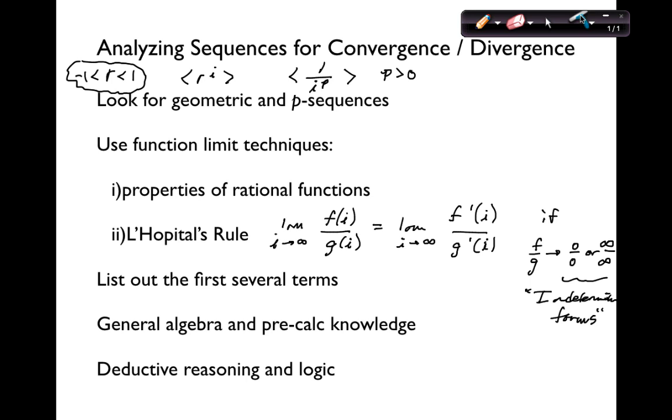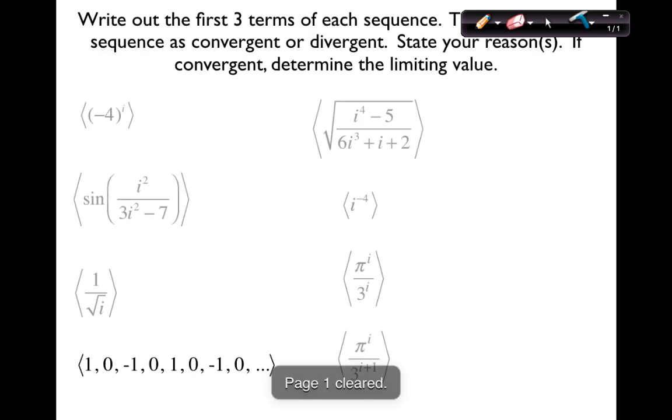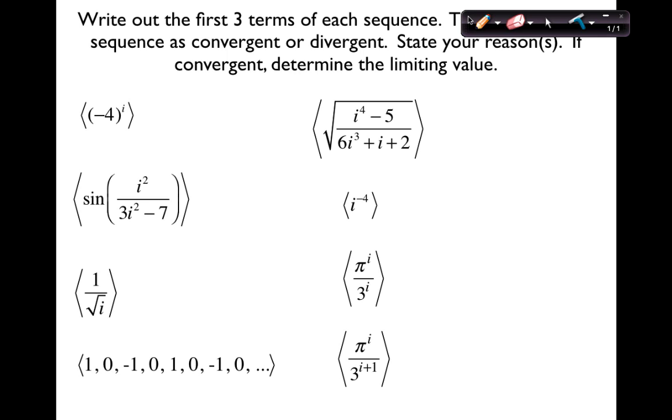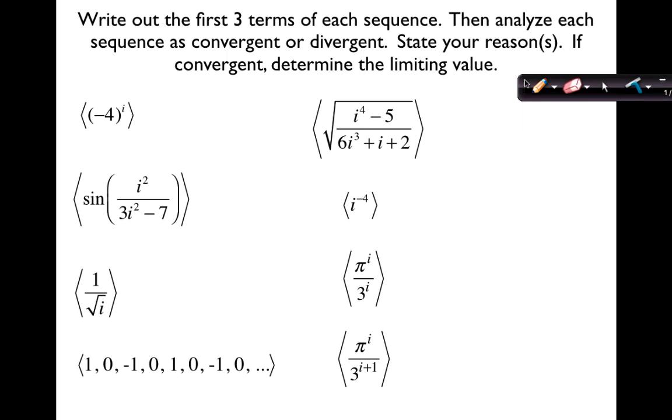Ready to go? So here's what I want you to do. You're going to take some time to do this. You're going to write out the first 3 terms of each sequence and then analyze each one as convergent or divergent, and you're going to state your reasons or give some mathematical justification. If it's convergent, then determine the limiting value. What is the number that the terms are getting infinitely close to, or honing in on? Okay, so you get about 10, maybe 15 minutes to work on these.